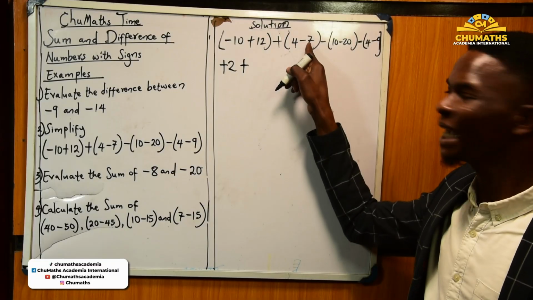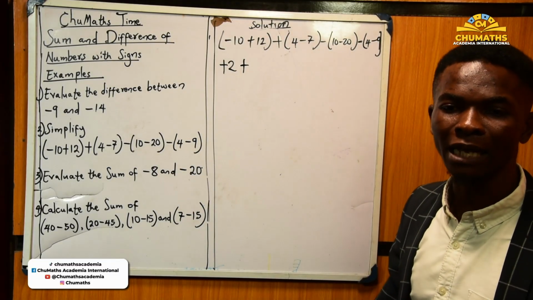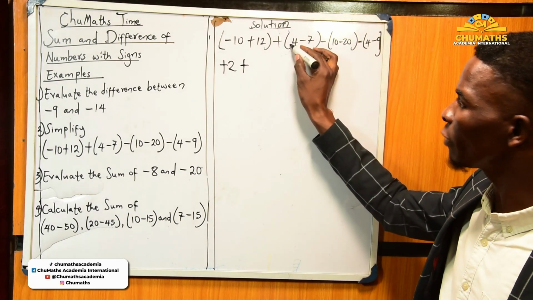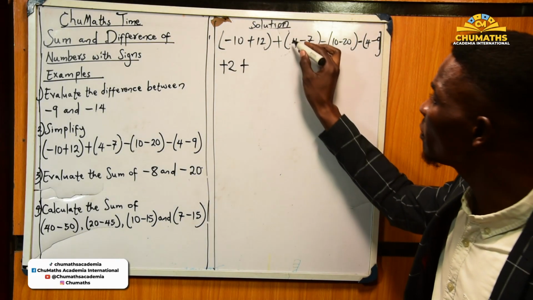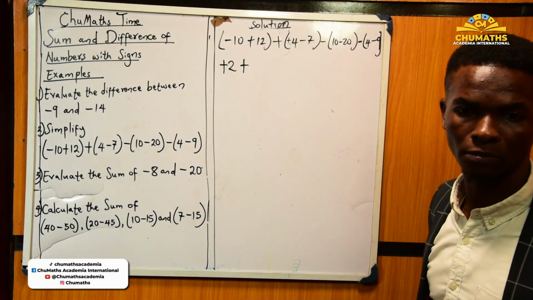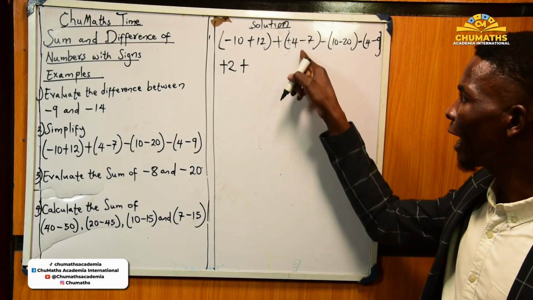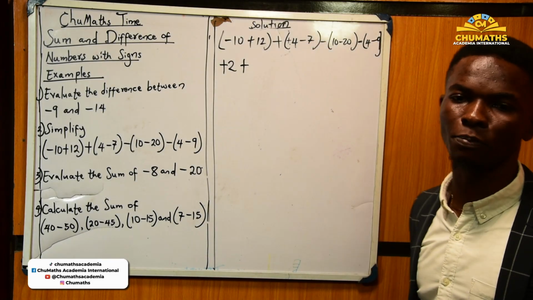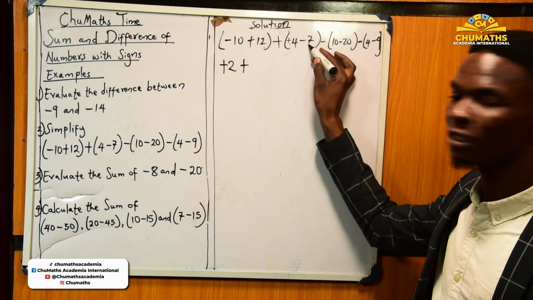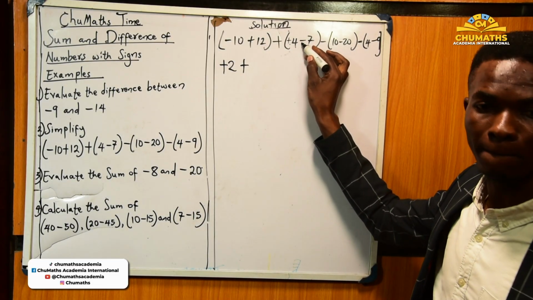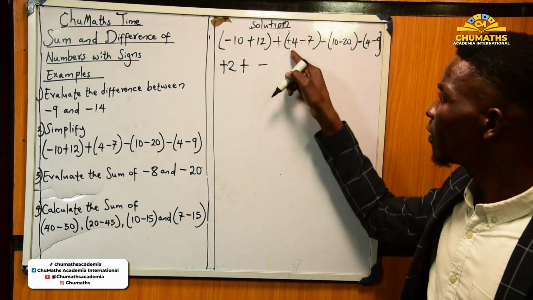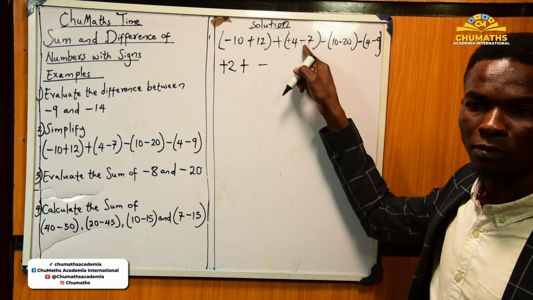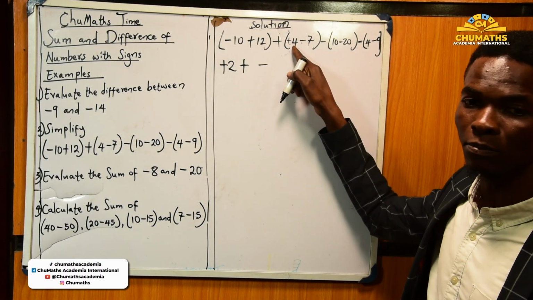Then 4 minus 7. I established in my last video that when you write a number without a sign, it has what? Invisible plus. So it means that there is an invisible plus here. If you consider the 2, the rule says what? Take the sign of the bigger number. The bigger number is what? 7. The sign is what? Minus. So this will be what? Minus. Then add if the same sign, or else subtract. So the 2 signs are not the same, so you subtract.